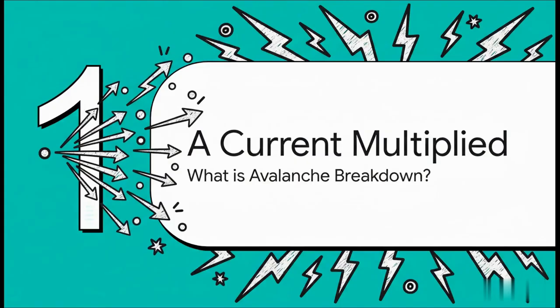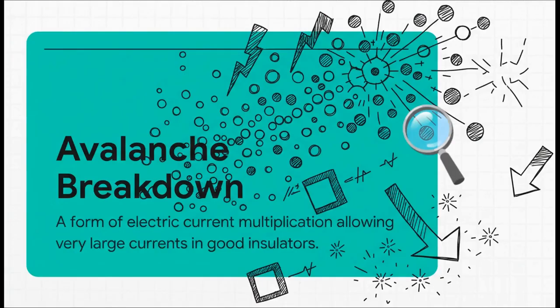All right, let's start with the big question. What is this avalanche breakdown really? Okay, so at its core, avalanche breakdown is basically a form of electric current multiplication. Think about it. Inside a material that's normally supposed to block current, a strong enough electric field can kickstart this incredible chain reaction, and that allows a huge amount of current to suddenly flow where it normally couldn't. It's a fundamental process that happens when things get really, really energetic down at the atomic level.